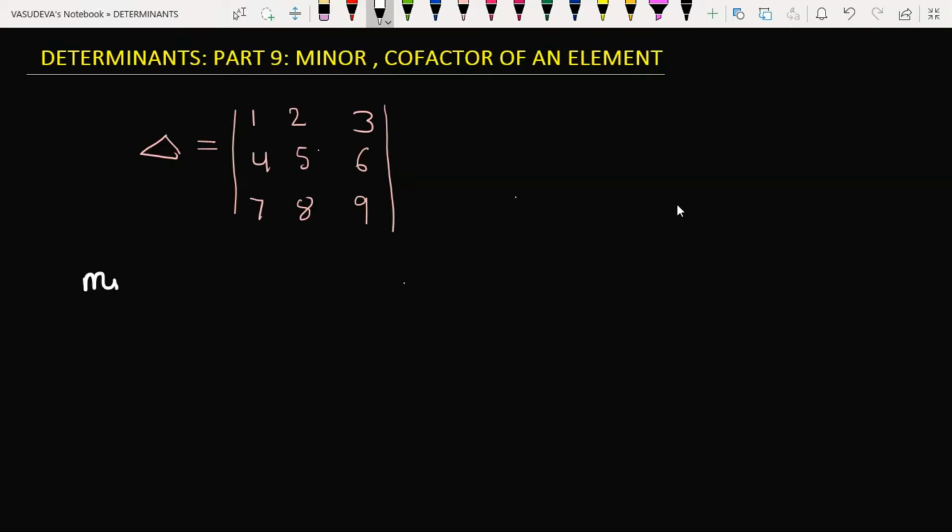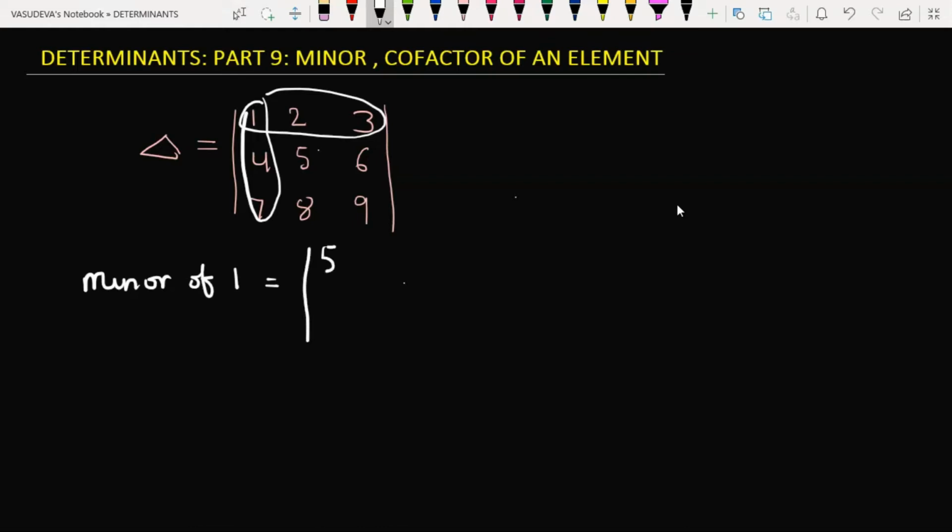So the minor of element 1 is the determinant obtained by deleting the first row and the first column. 1 ಅನ್ನುವಂಥ ಎಲಿಮೆಂಟು ಈಗ ಫಸ್ಟ್ ರೋನು ಮತ್ತು ಫಸ್ಟ್ ಕಾಲಮ್ನಲ್ಲಿ ಇರೋದ್ರಿಂದ the minor of 1 is the determinant of the elements 5, 6, 8, 9, which is obtained by deleting the first row and the first column, because 1 lies in the first row and the first column.